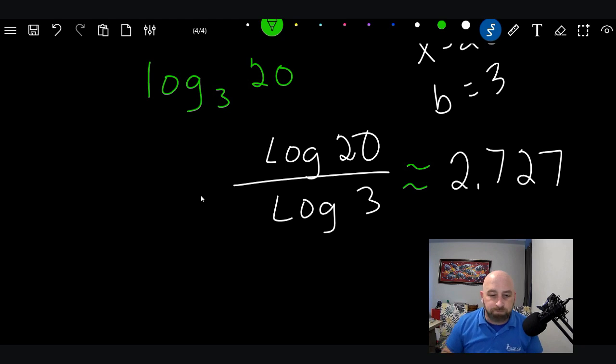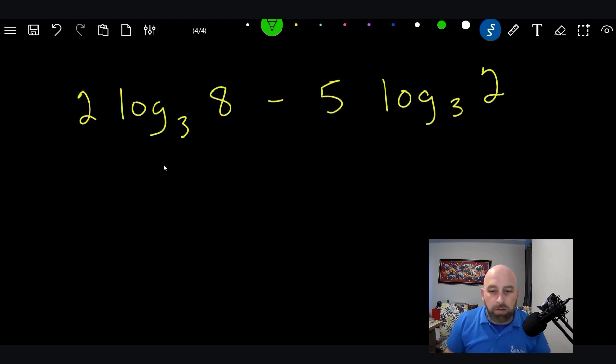Okay? All right, let's do one more. That was so much fun. Let's just do another one. This one's gonna be a little bit more complicated because we have to do something before we can do the change of base formula on it. We have to condense it down before we can do the change of base. So let's go ahead and take a look at this one.